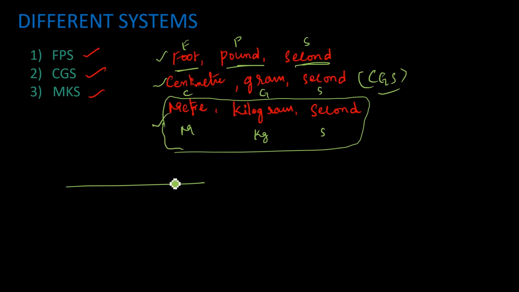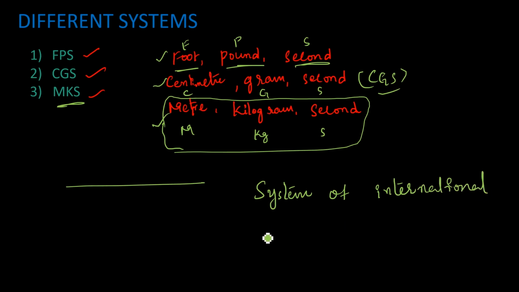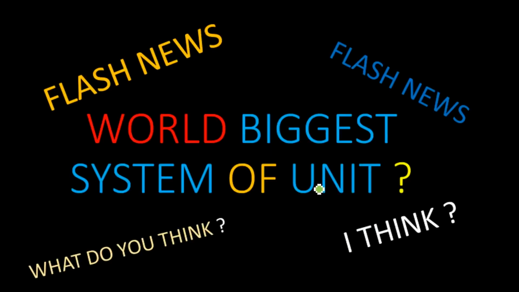that is also called the world's biggest system of units, the MKS system. We also know it as the system of international, or international system, that is nothing but the SI system. So presently we are using meter, kilogram, second for measuring values. Length is meter, mass is kilogram, and time is second. These are the different types of systems. I hope you got the answer.